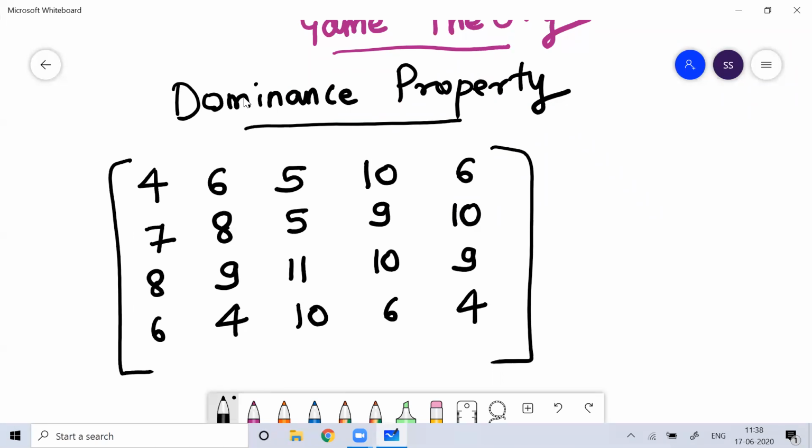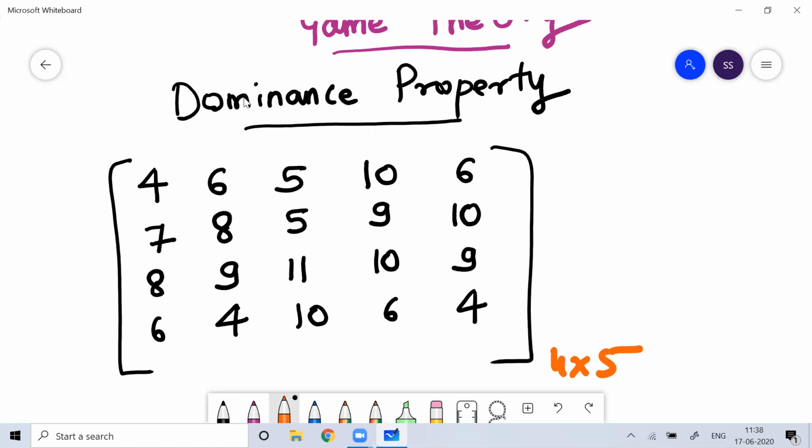And when you are trying to use a mixed strategy, the first possibility you need to see is whether this is a 2 by 2 matrix. If you see this problem, this is a 4 into 5 matrix, so this is nowhere near a 2 by 2 matrix. Whenever you cannot solve it by pure strategy, the first thing you see is whether this is a 2 by 2 matrix.